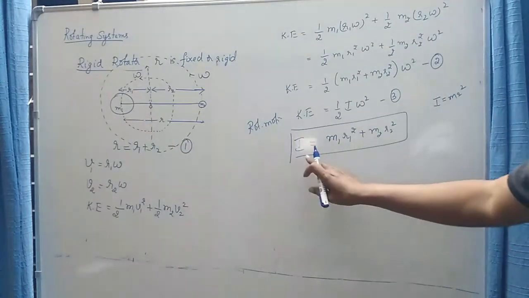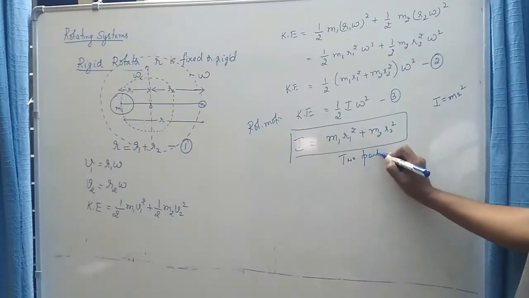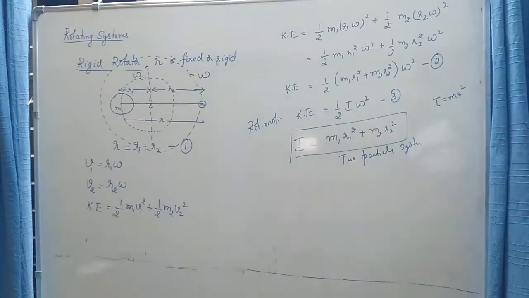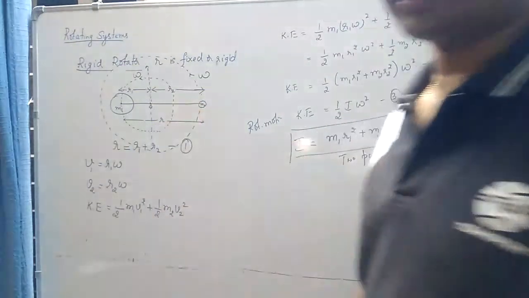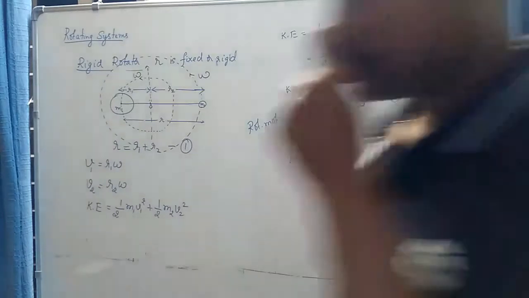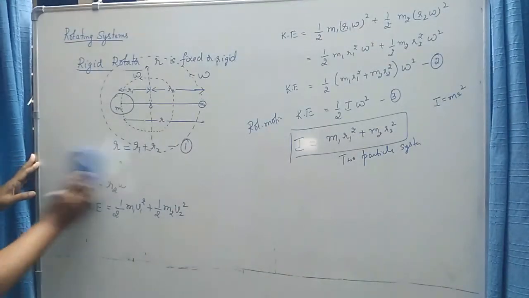So for a two particle system, the moment of inertia I is equal to m1 r1 square plus m2 r2 square, and the kinetic energy is half I omega square. Now let us concentrate on this balancing point. There is a mathematical condition for this balancing point. So this center of mass is such a point.